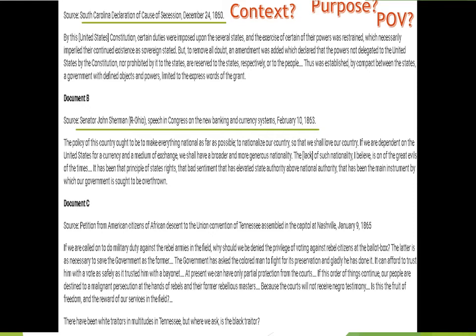Okay, so you will continue on your own, breaking down these documents, but I think you have a pretty good idea as to how we would go about this, specifically for this DBQ.